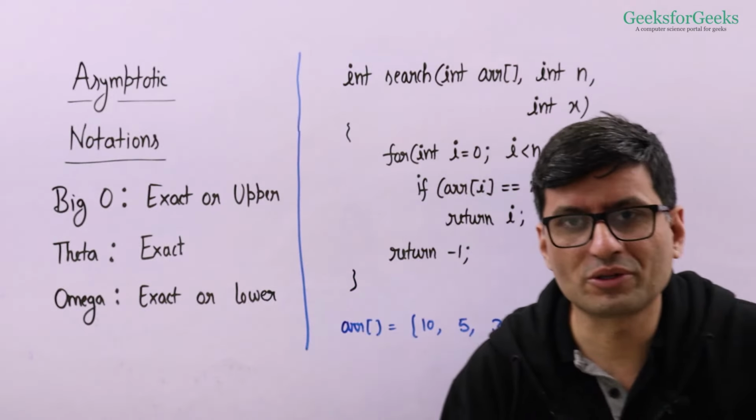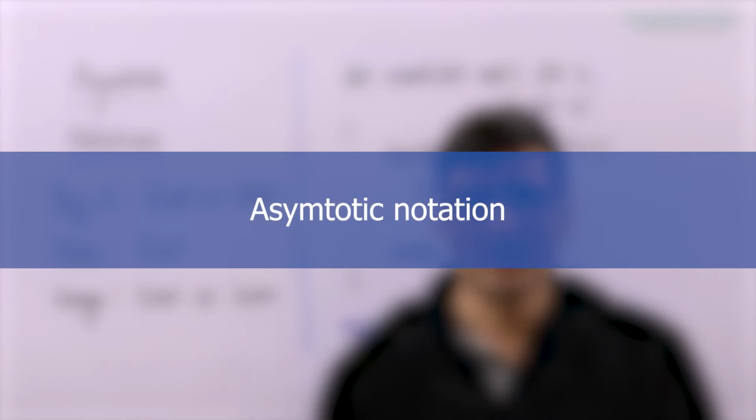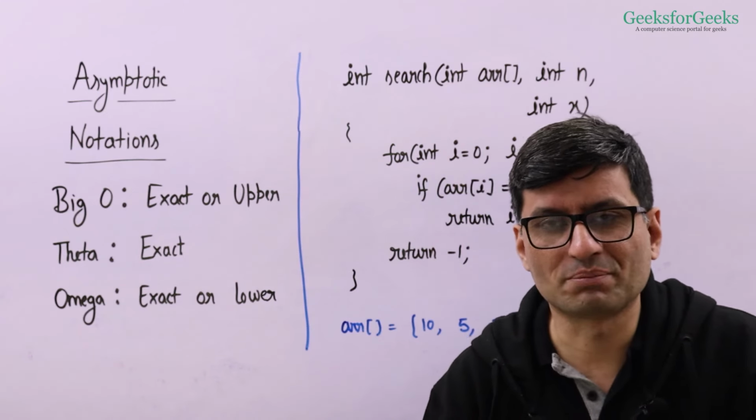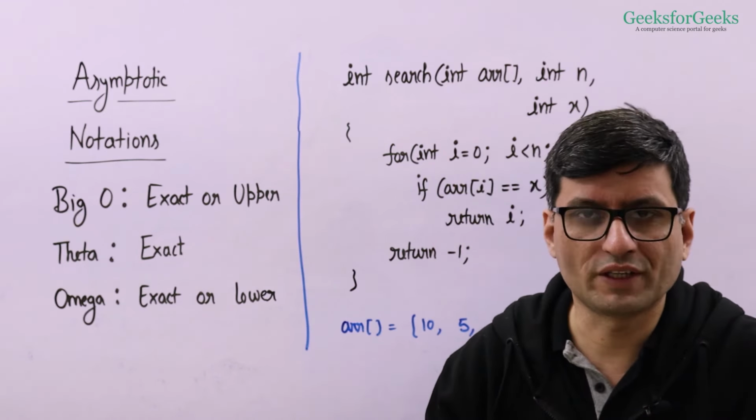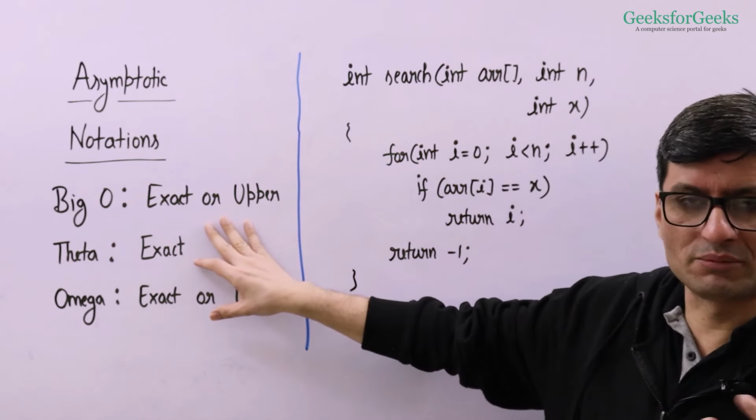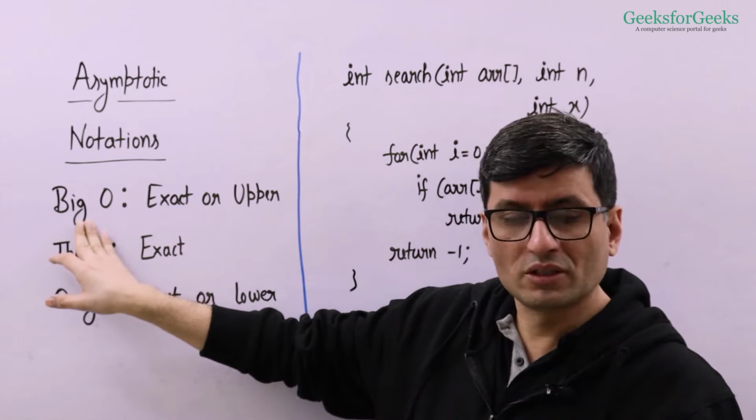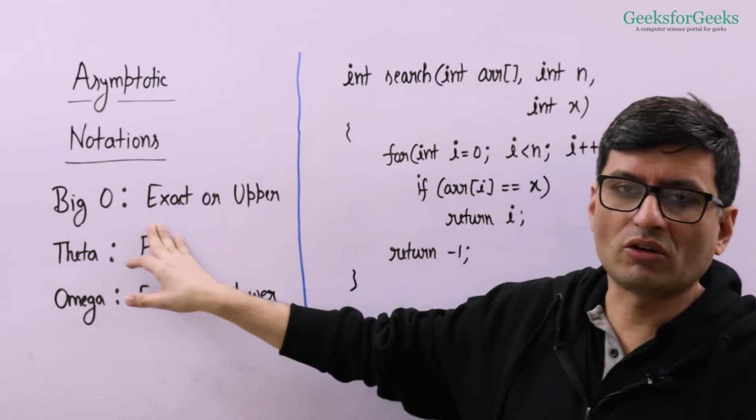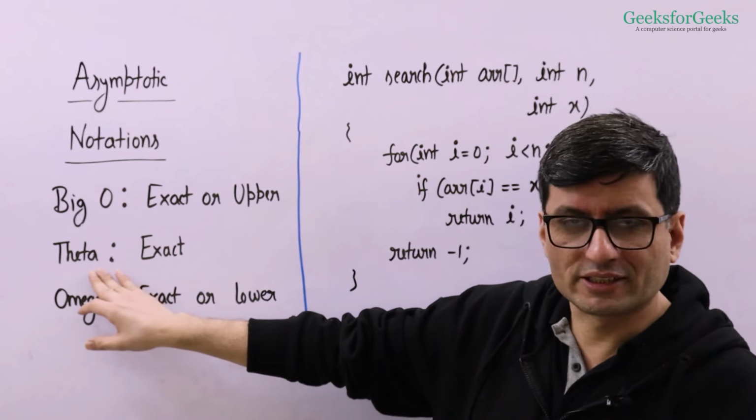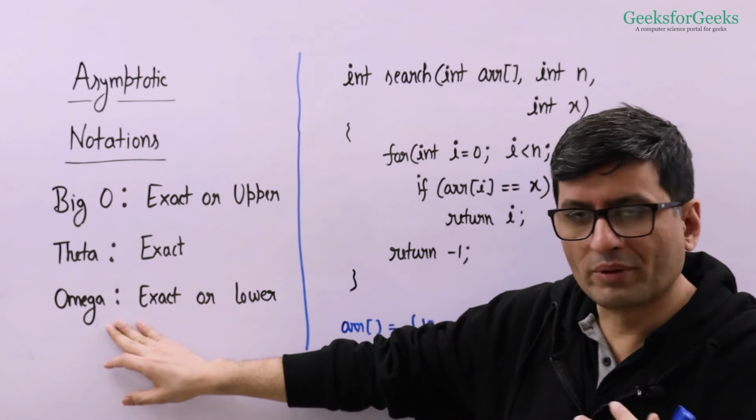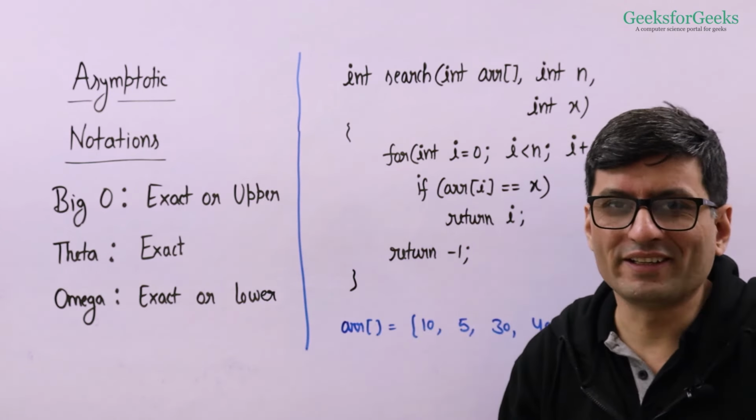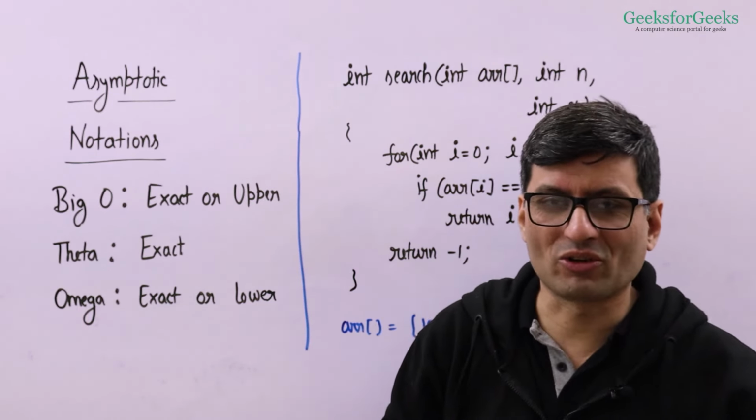Let's now talk about asymptotic notations. Asymptotic notations are the mathematical notations to represent order of growth of any mathematical function. There are mainly three popular asymptotic notations: big O, which represents exact or upper bound on order of growth; then theta, which represents exact order of growth; then omega, that represents exact or lower bound. So why do we need exact or upper? Why do we need exact or lower?